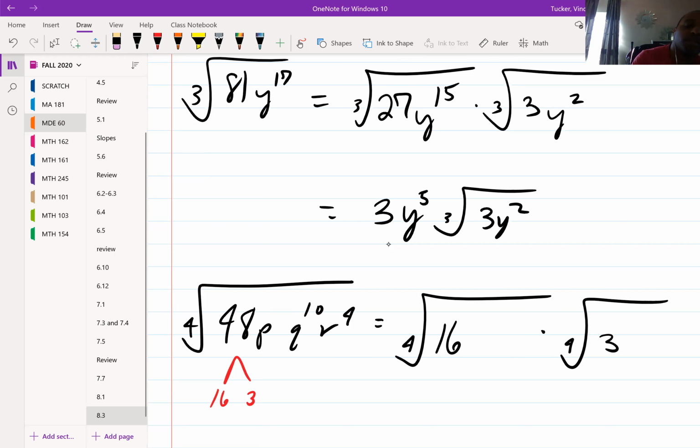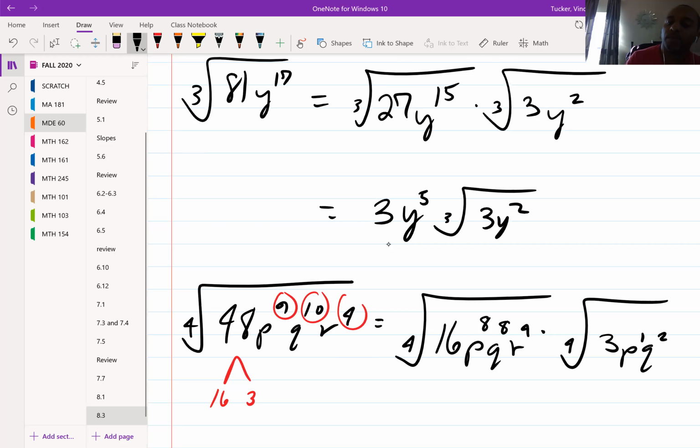Then we will go looking at our exponents, trying to see if they're divisible by 4, then great. If not, what's the highest number under that number that's divisible by 4? So I'm going to break up that p to the 9th to 8 plus 1. Q to the 10th would be 8 plus 2. And I can divide that 4 by 4, so I can leave that as a part of what we can take the fourth root of.